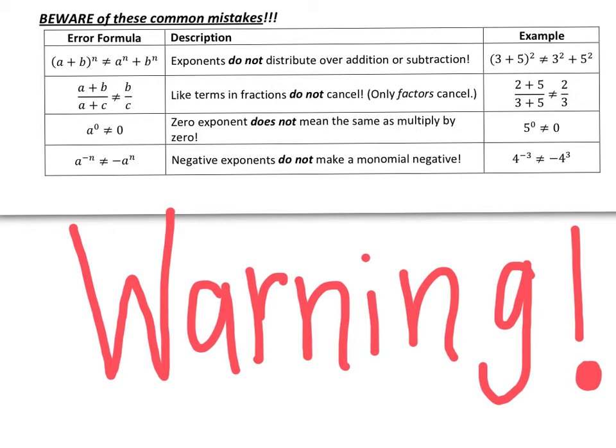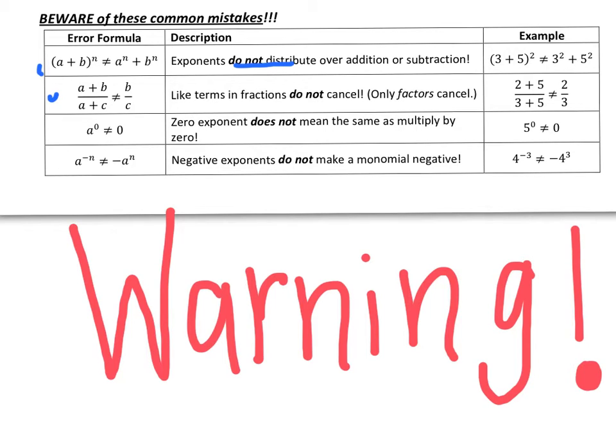So if you look over here at the first one, we have (a + b) to the nth. We have seen this in the past and addressed it in class, but you do not distribute that n to the a and to the b. That n is represented by expanding: (a + b) times (a + b). So do not distribute.